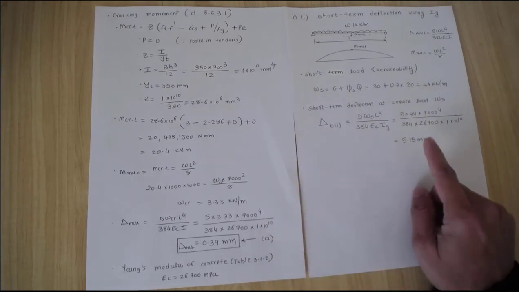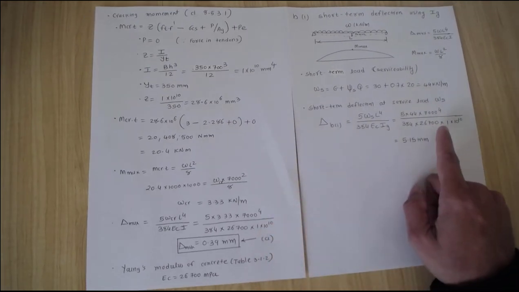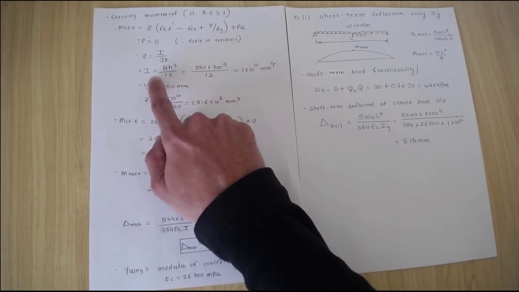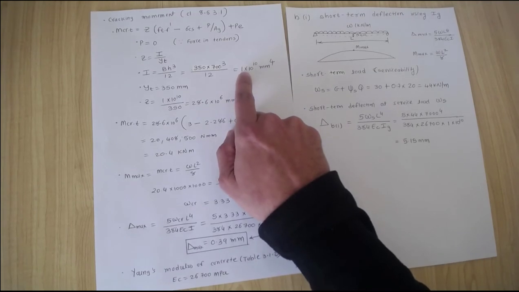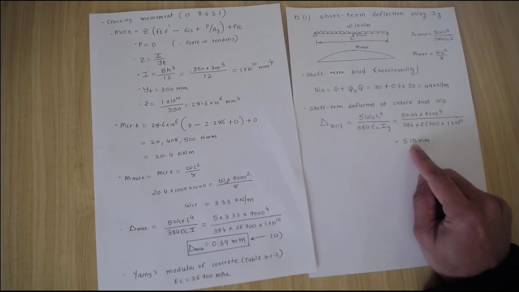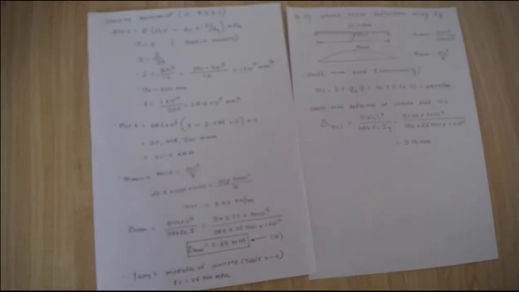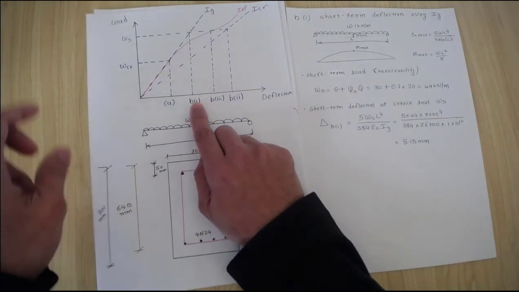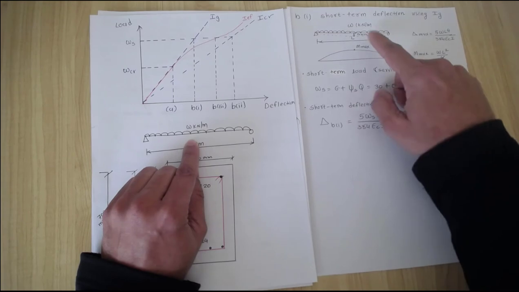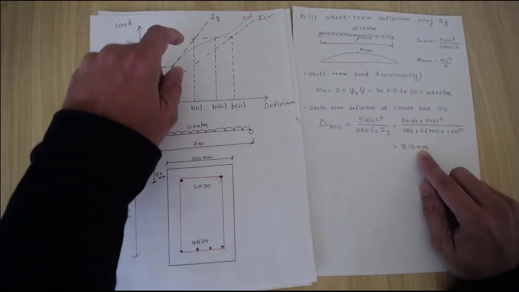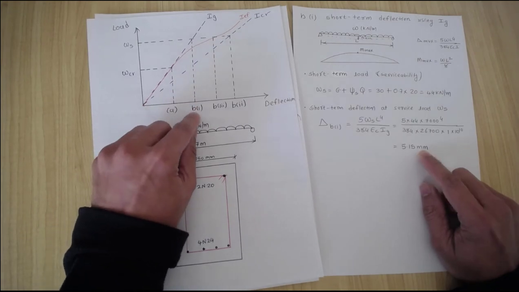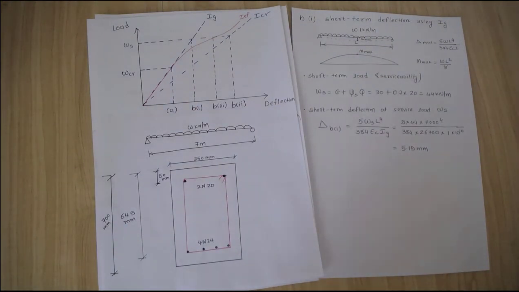Now once you found this Ec, 26,700, and the gross Ig, that is the gross moment of inertia, that we also found from the previous video, 1 times 10 raised to power 10. If you substitute that value, you will get 5.15 millimeters. So it's actually saying that at this particular point where you apply the service load, the deflection in the beam is 5.15 millimeter. Please note, at this particular point the beam has this deflection of 5.15 millimeter at the service load.